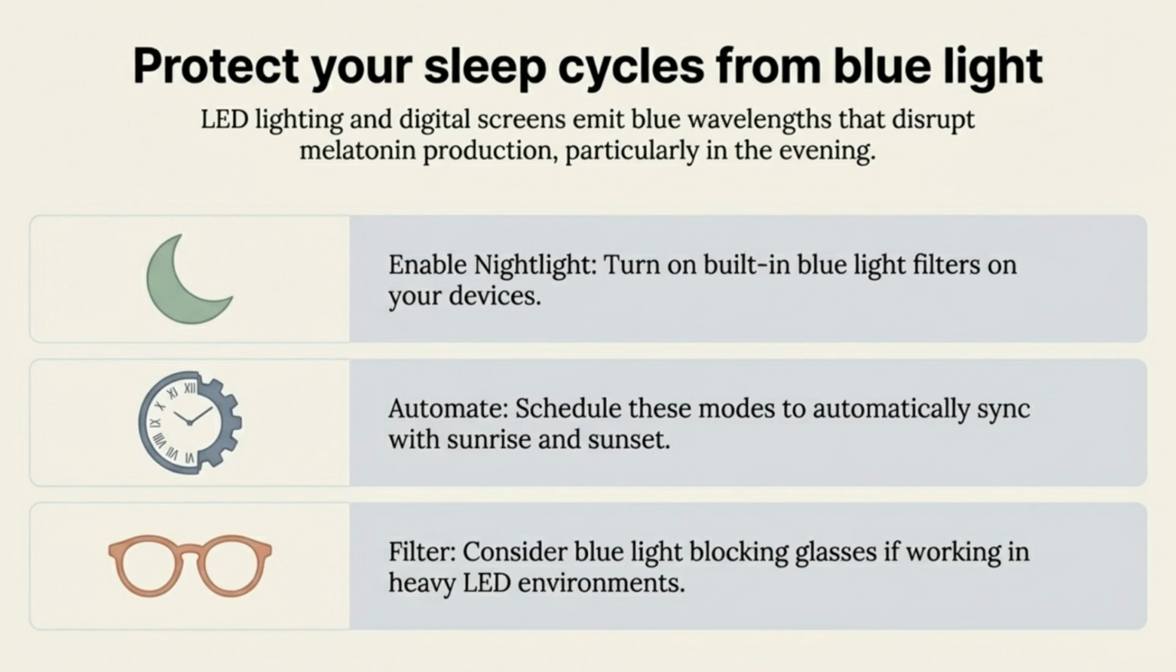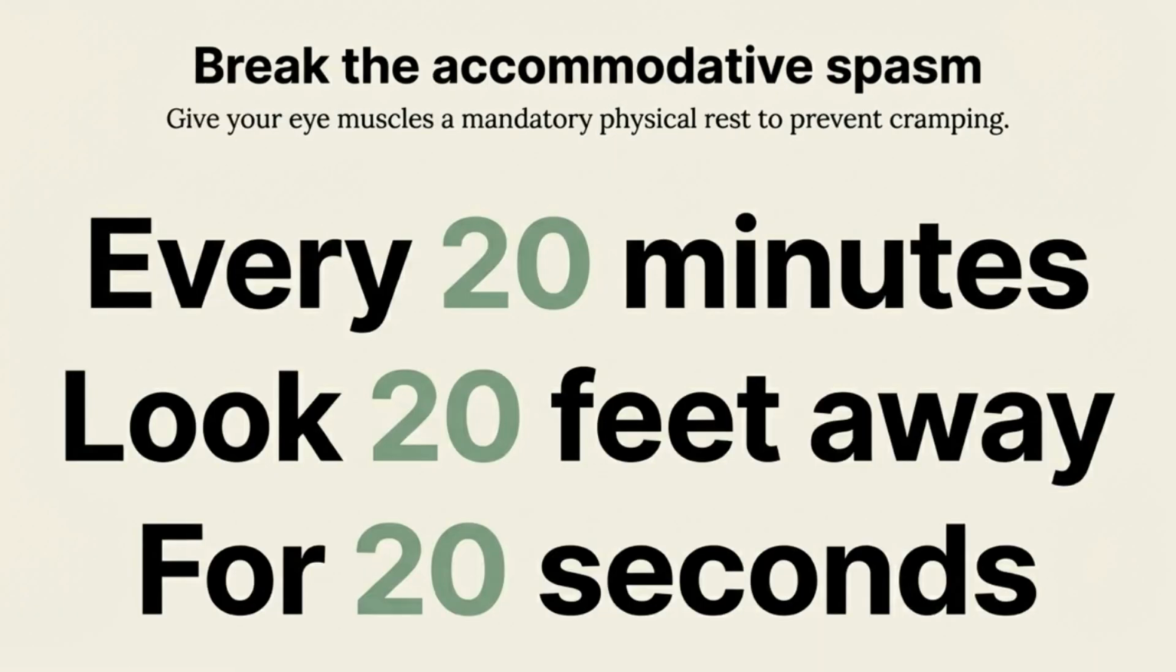To break the accommodative spasm, practice the 20-20-20 rule. Every 20 minutes, look 20 feet away for 20 seconds. This gives your eye muscles a mandatory physical rest to prevent cramping.